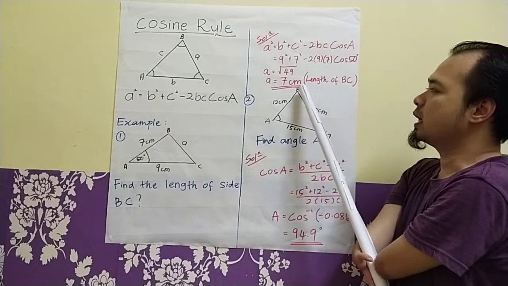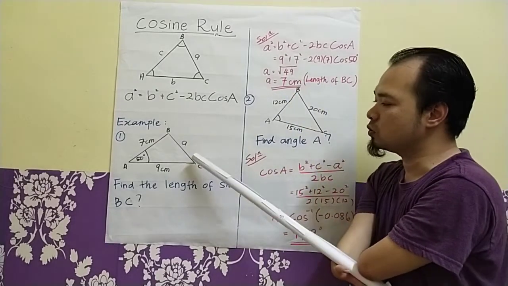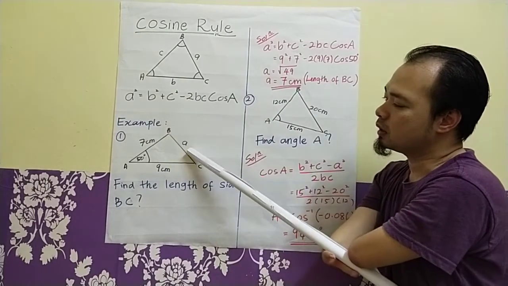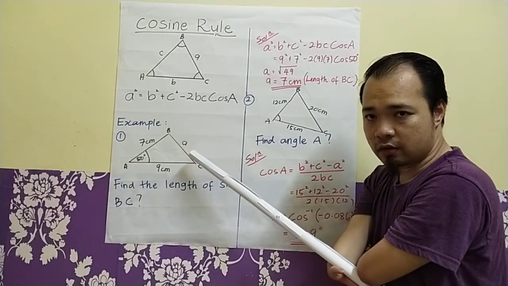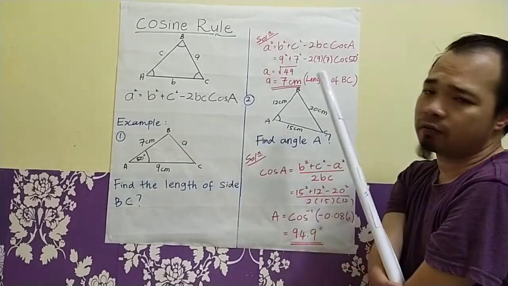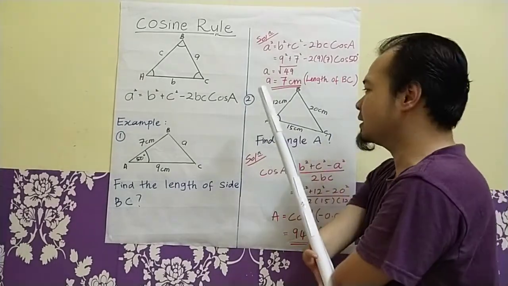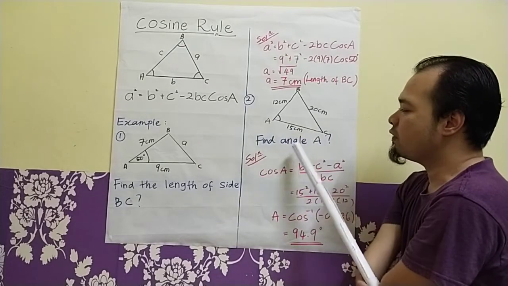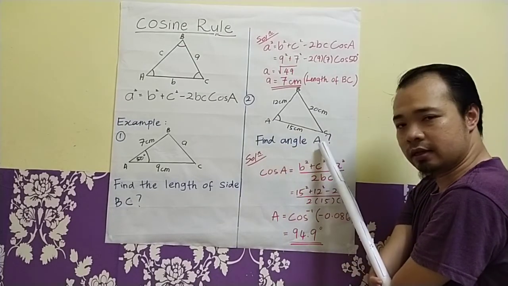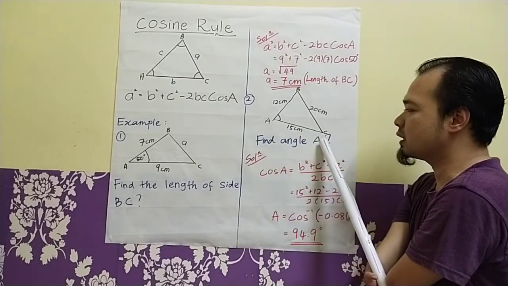Okay, this is an example using the cosine rule, finding the unknown side of the triangle. There is another style of the question. Okay, Zawad, look here. This is another style of the question: find the angle A.